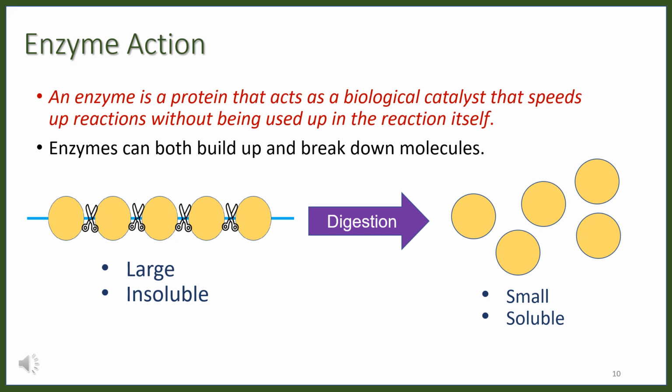So an enzyme is a protein that acts as a biological catalyst that speeds up reactions without being used up in the reaction itself. Now that definition is in red for a reason. Now enzymes can break molecules up, and we're looking at digestion, so we are looking at breaking up molecules, but they can actually as well, and do frequently, build molecules up as well. So we've got just an example of one here, a large insoluble molecule. The enzymes are represented by the scissors. They go in and they break that bond, and the individual subunits come across. So you've got digestion, your enzymes are going in and acting like a pair of scissors, breaking those bonds, and you've got your small soluble units.